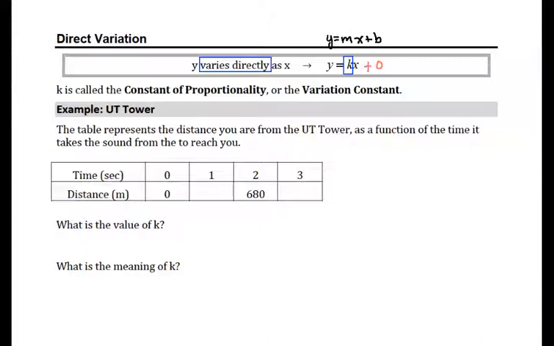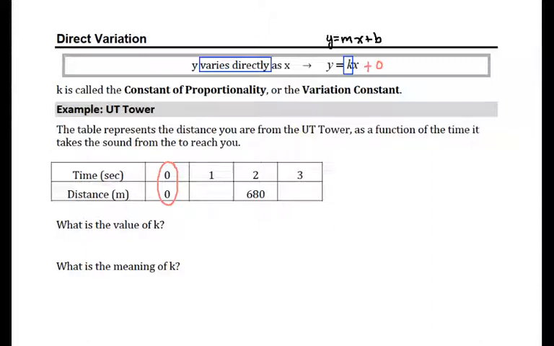Here we have an example of a linear relationship that passes through the origin, which has to do with the time it takes for the sound from the UT tower to reach you, so those chimes from the UT tower, and how far away you are. If you are in the tower, then it takes 0 seconds for the sound to reach you, and you are a distance of 0 meters from the tower.